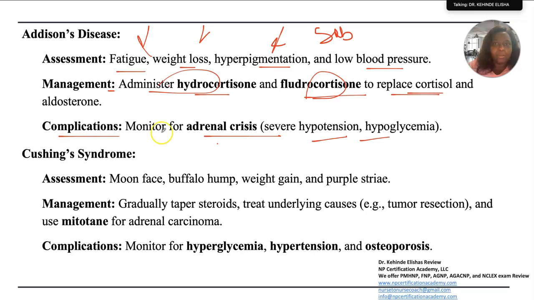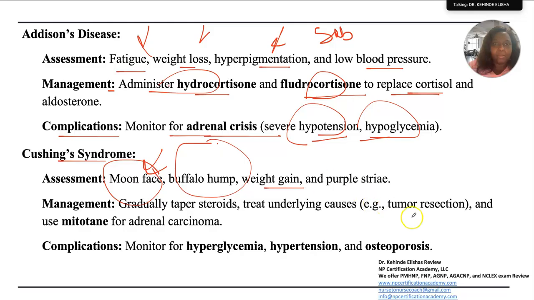What are the complications of Addison's disease? You want to monitor for adrenal crisis, severe hypotension, hypoglycemia. What about Cushing's syndrome then? And what do you want to assess for with Cushing? Just think about the face has a lot of Cushing on it. Hopefully that will help you remember, like a moon face, buffalo hump, like the back has a lot of Cushing in it, right? Then weight gain, of course. My body has a lot of Cushing on it. Sorry, not being stereotypical. I'm not a skinny person either. Just a way for you to remember, right? Purple striae. And management: gradually taper steroids, treat underlying causes, tumor resection, and of course, use mitotane for adrenal carcinoma.